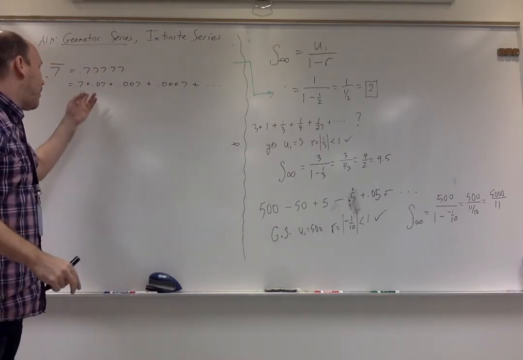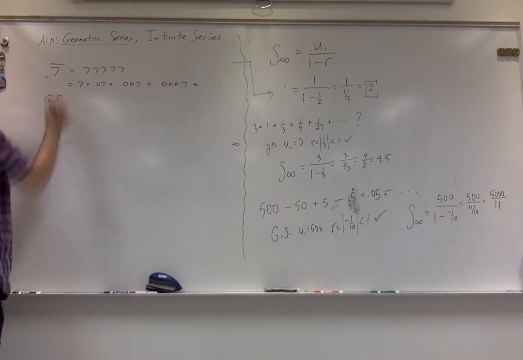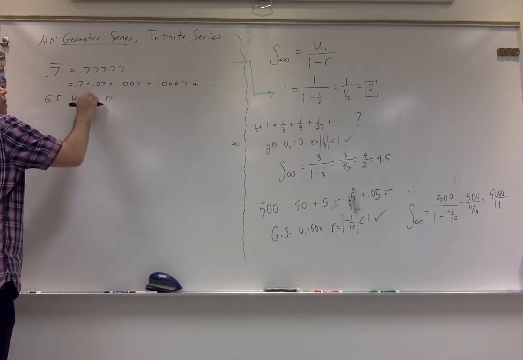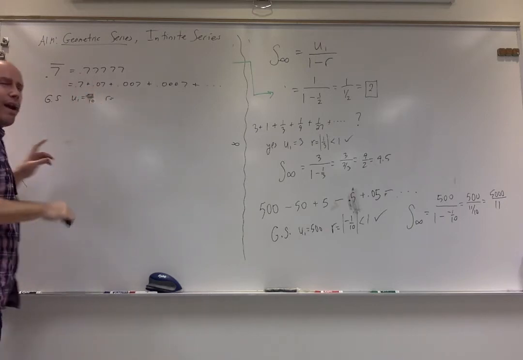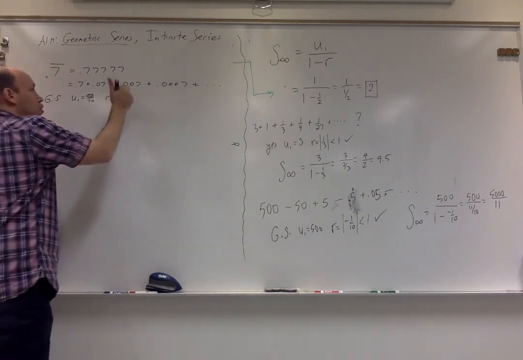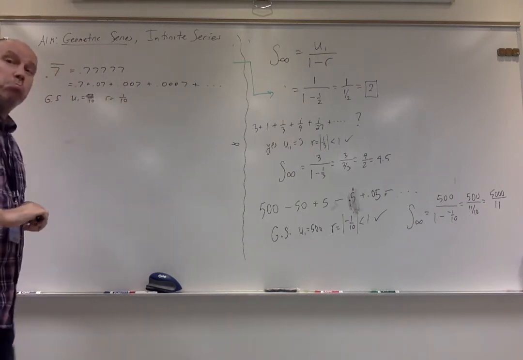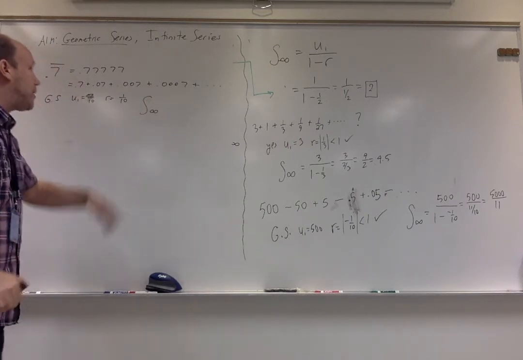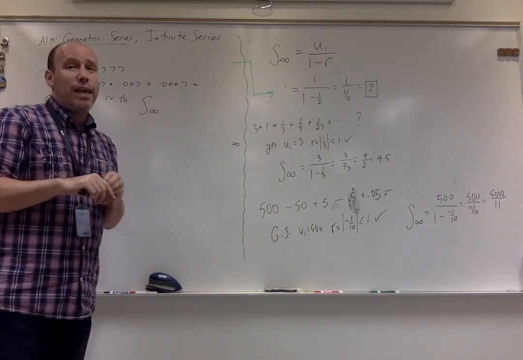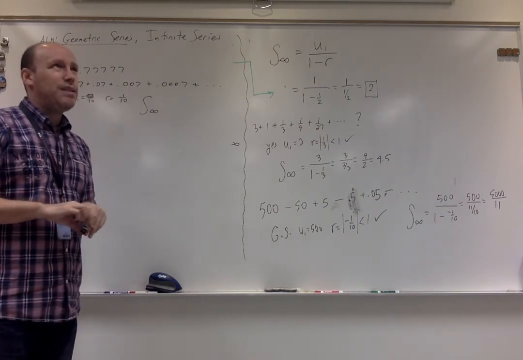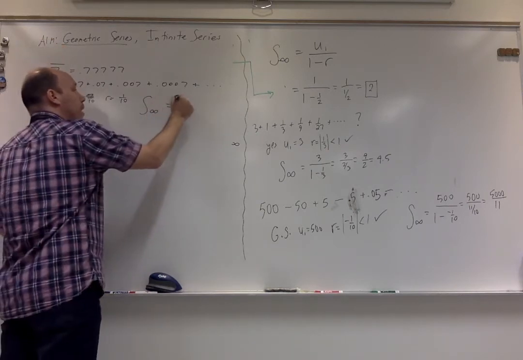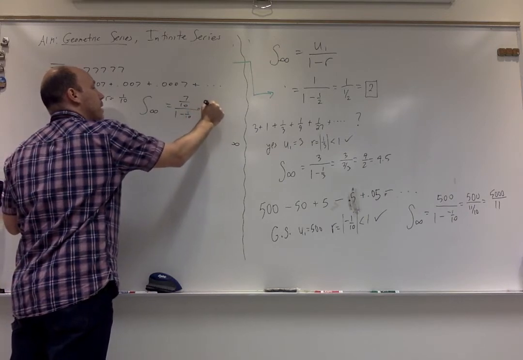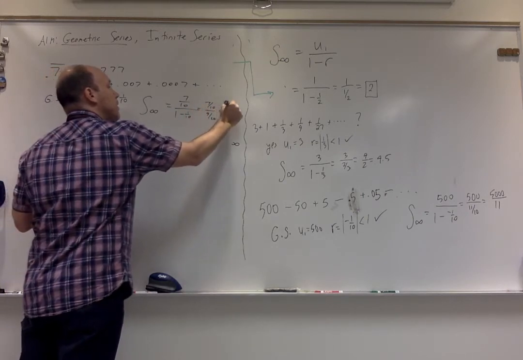Well, what do I have here? This is a geometric sequence. The first term, I apologize, the first term is 0.7. I'm going to write it as a fraction. And the common ratio is 1/10, right? So that's why I can use the formula. The repeated decimal is technically an infinite sequence, a series, and I can use the formula 7 over 10 divided by 1 minus 1 over 10, which is 7 over 10 divided by 9 over 10, which is 7 over 9.